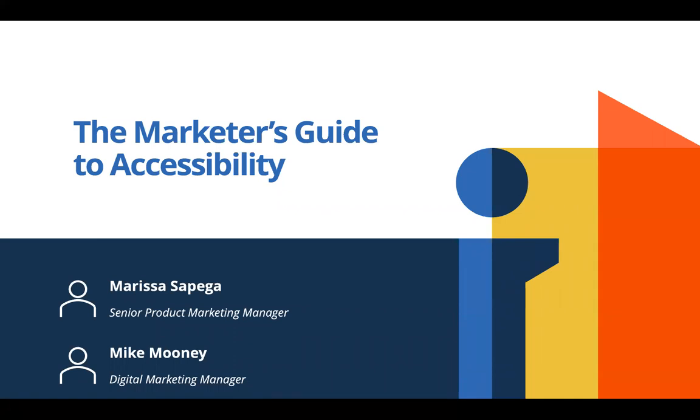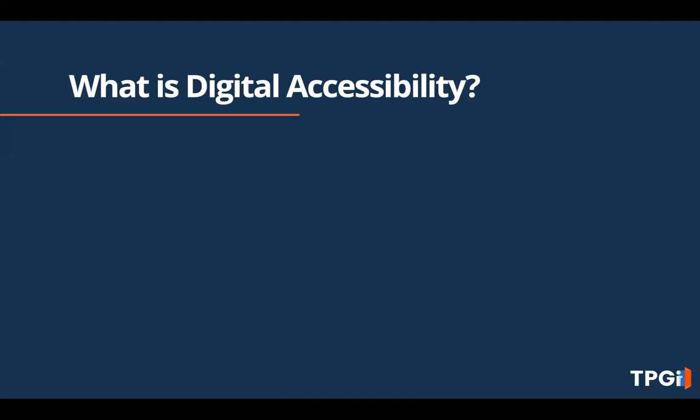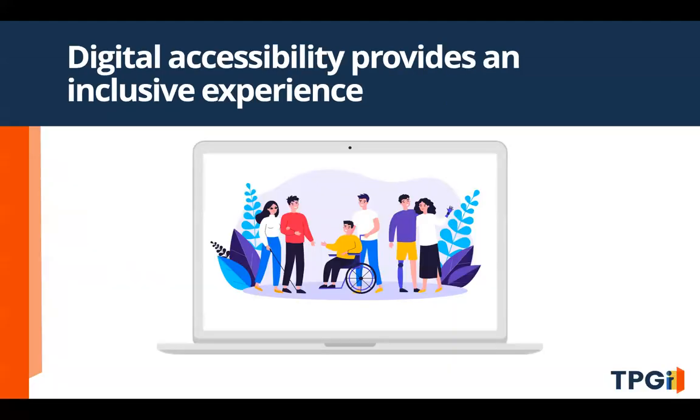Awesome. So we'll go over the agenda quickly here today. We'll start with what is digital accessibility and set the stage for the conversation today. We'll go over user experience, website pages, chatbots, email marketing. We'll discuss multimedia, PDFs, social media, SEO, and then some accessibility testing tools that everyone can utilize on a day-to-day basis.